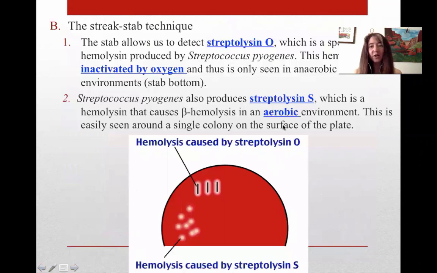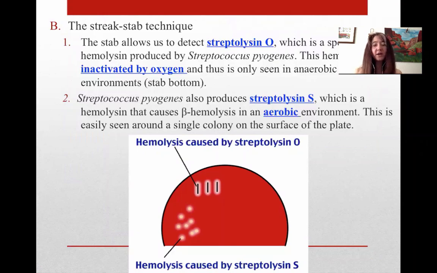So notice that this is also beta, very see-through. You can look through the whole darn thing. That beta hemolysis is Streptolysin S. So there are two streptolysins produced by Streptococcus pyogenes. One, Streptolysin S, S for stable in the presence of oxygen, and Streptolysin O, O for inactivated by oxygen.